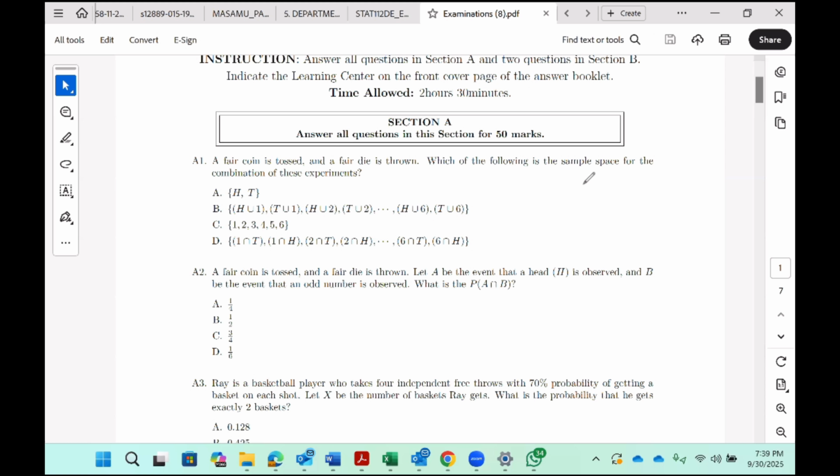Now, which of the following is the sample space for the combination of these two experiments simultaneously? So, looking at which of them do you think will be the answer? Is it A, B, C, or D?